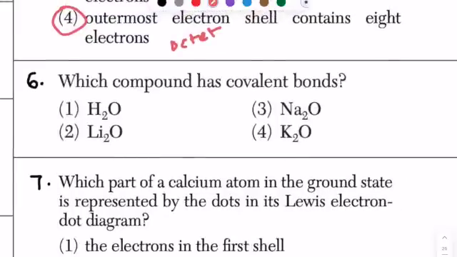So which compound has covalent bonds? Remember, covalent bonds are between nonmetals and nonmetals. So we are looking for 2 nonmetals bonding. That looks like H2O because hydrogen and oxygen are both nonmetals. The rest of them have a metal and nonmetal, so they're all ionic.